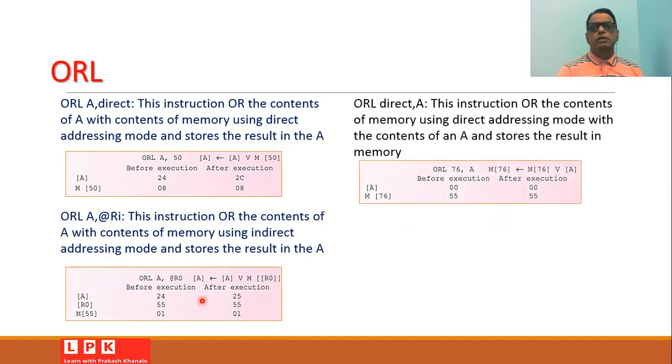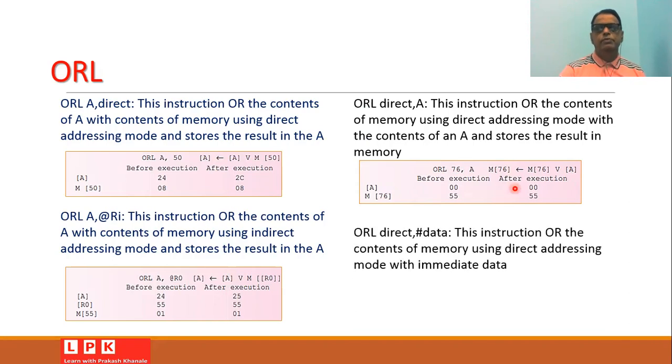It is also possible that you can OR the content of memory using direct addressing mode. For this, we will write the instruction ORL direct comma A. For example, if we write ORL 76 comma A, and A has 00 and memory location 76 equal to 55, then after the execution of this instruction, we will get the content of accumulator equal to 00.